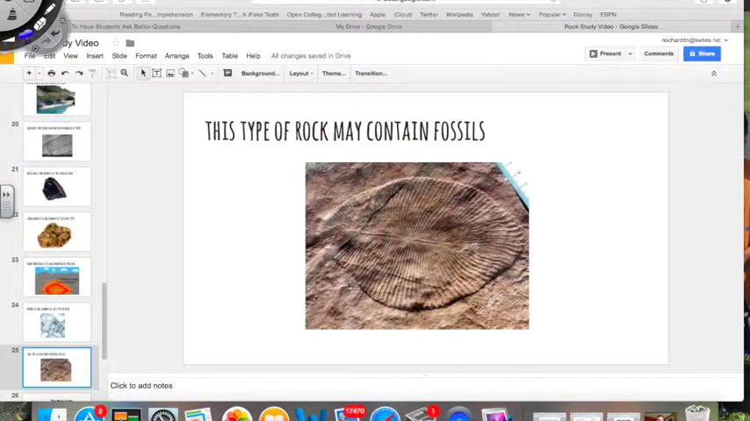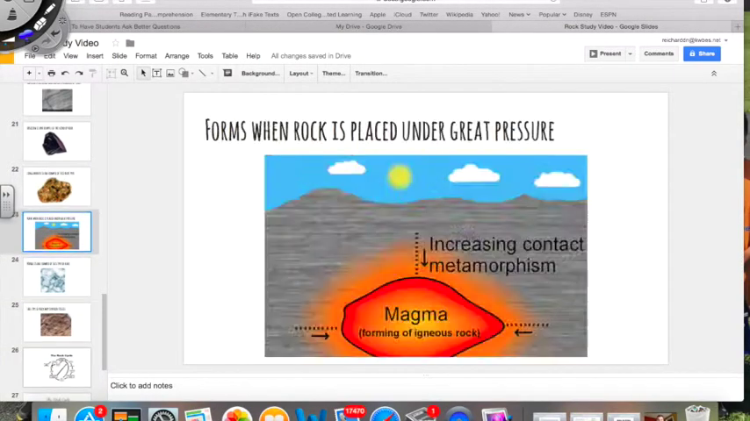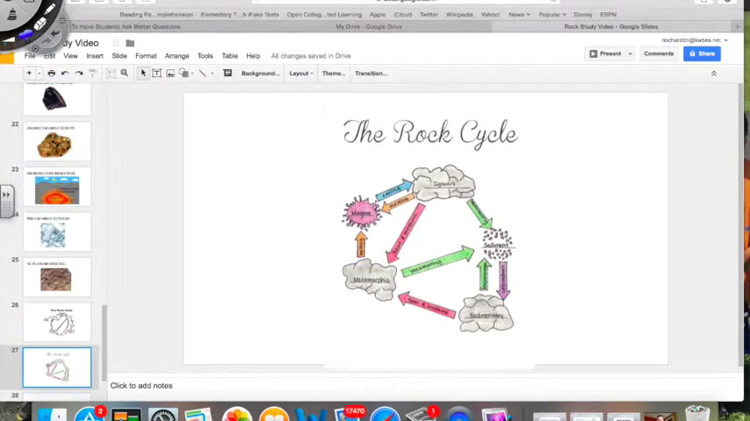How about this type of rock may contain fossils? Just think about the characteristics of each. That would be sedimentary as well. So make sure you have those different characteristics down. I shared that page in the book with you at the beginning of this study video. That will definitely help you as well in that department.